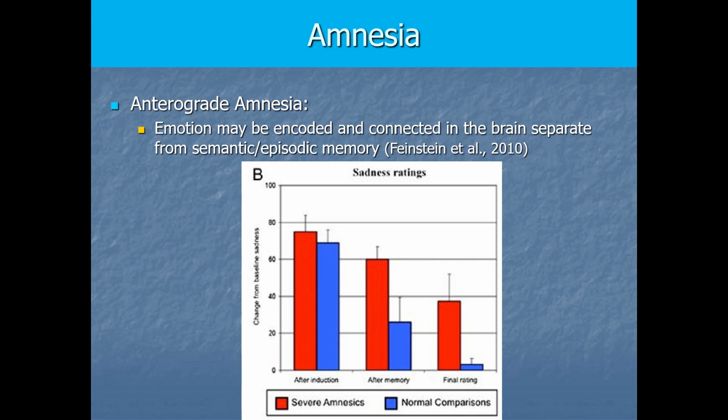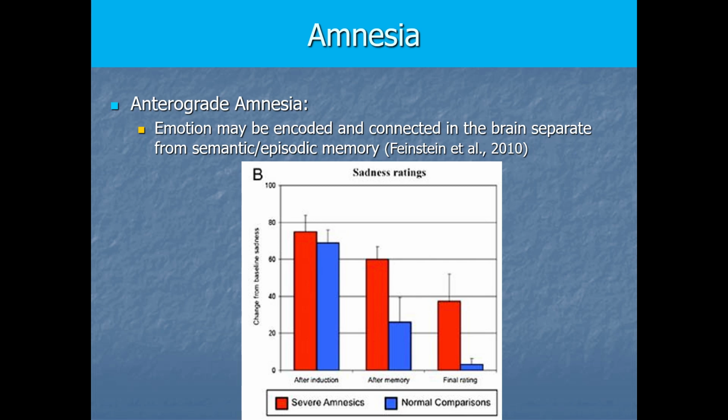So if you look at the data here, this happens to be for the sad clip condition, but the red bar is amnesic patients. The blue bar is just control participants, but red is those who have anterograde amnesia. There is no significant difference in sadness ratings on the far left here after watching the clip. If it's just immediately after watching, then everyone's kind of equally sad, which makes sense. They just watched it.